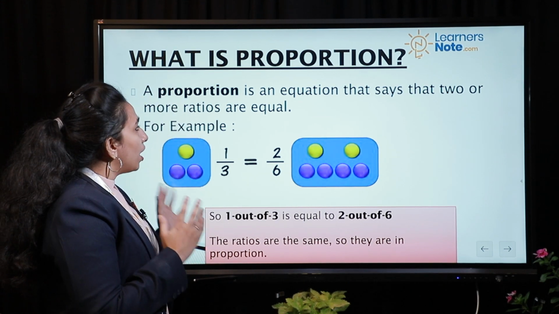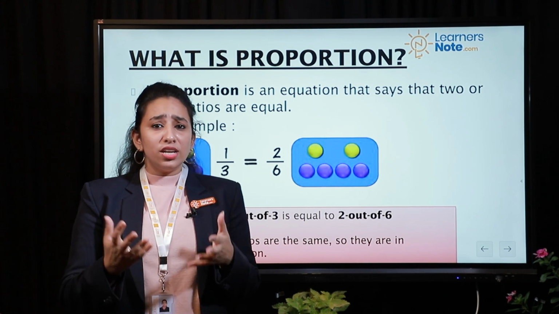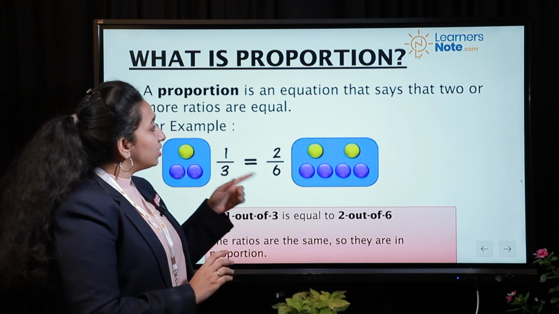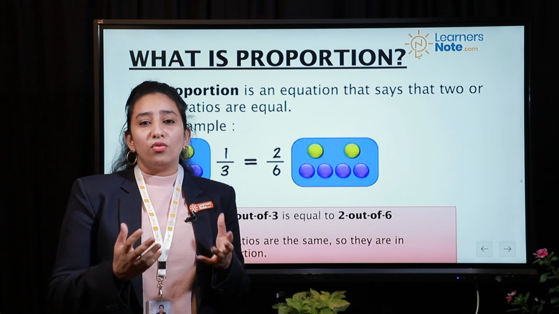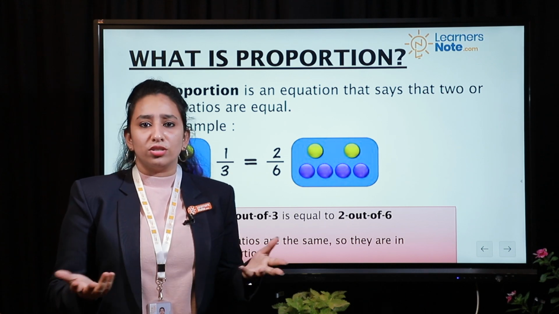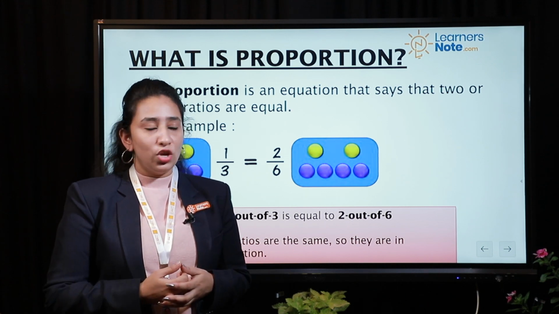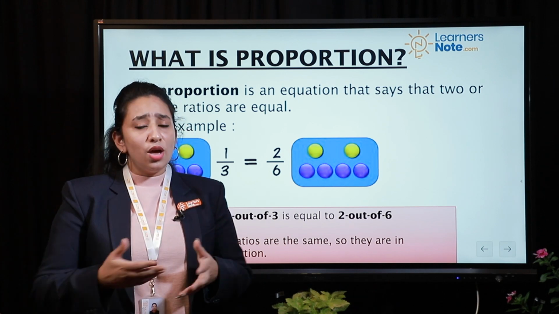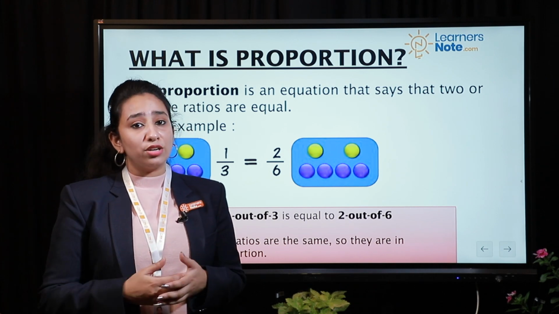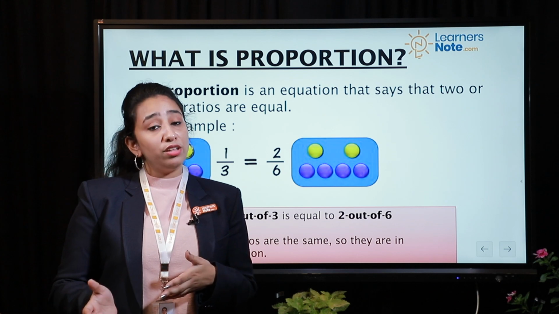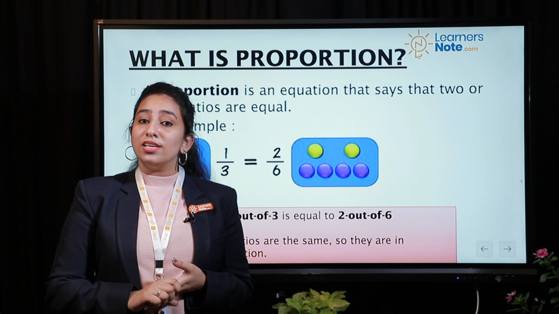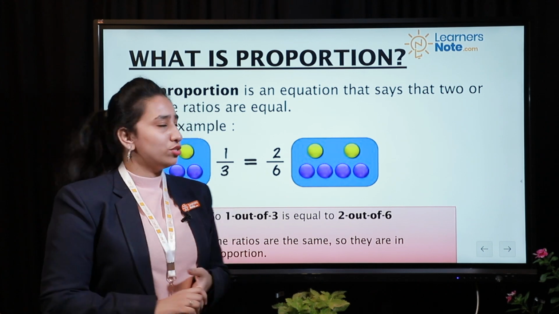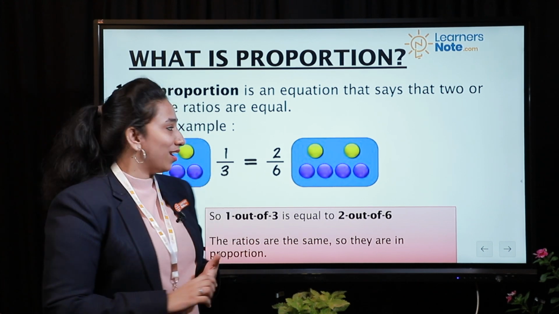Proportion is an equation that says that two or more ratios are equal. Now what are these ratios? Ratios are nothing but fractions, something of p by q form. A fraction can be equated to another fraction, and if one fraction is equal to another fraction, that's called an equal ratio. If they are equal, we say they are in equal proportion. It's as simple as that, right?